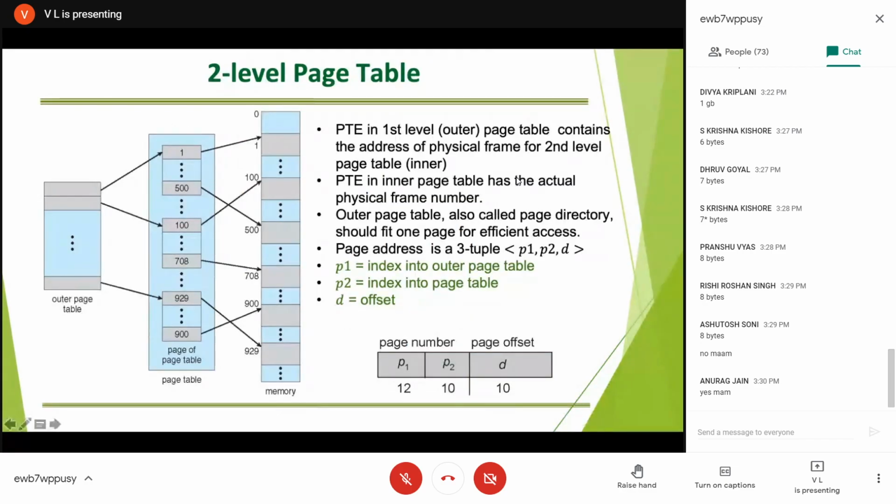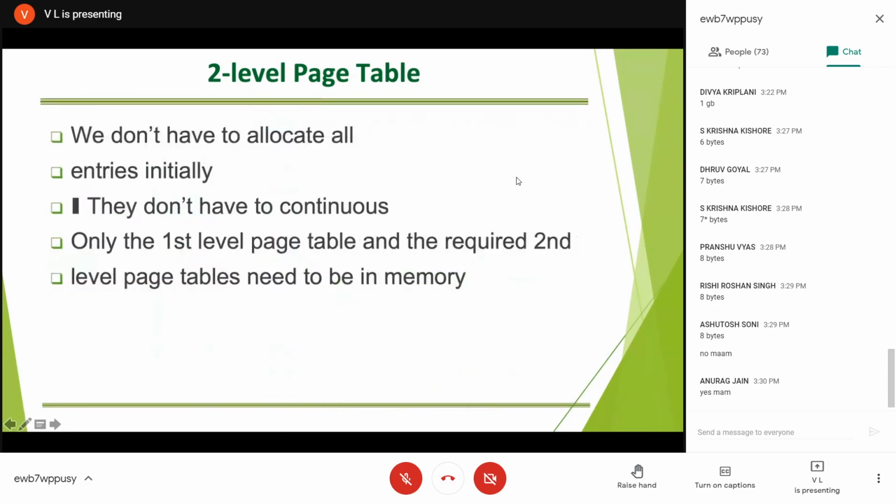So the outer page table is carrying pointers to the inner page table, and the inner page table is actually carrying the mapping of the virtual address space to the physical address space. Now if you look at a virtual address, it can be logically divided into three parts, P1, P2, and D, where P1 is the page number for the outer page table, P2 is the index into the inner page table, and D is the offset. So let's take an example.